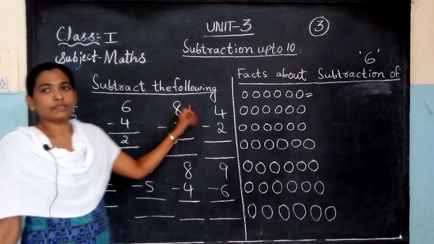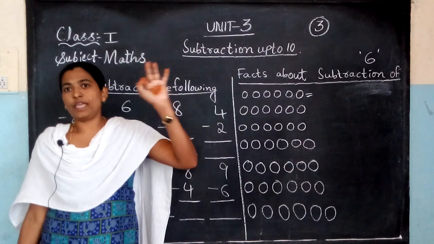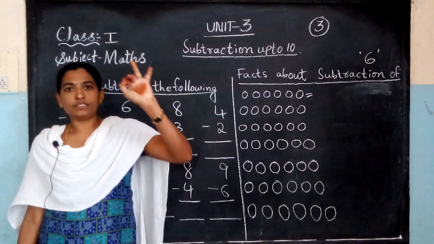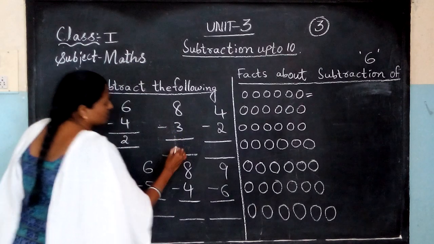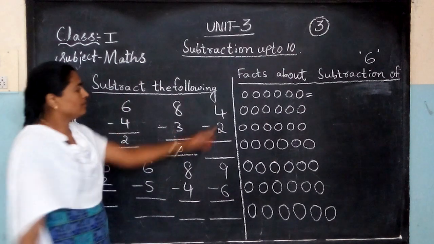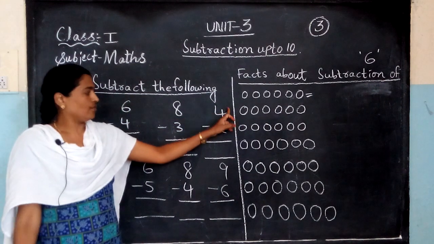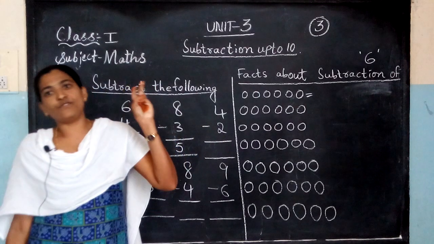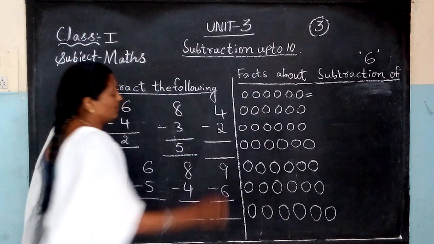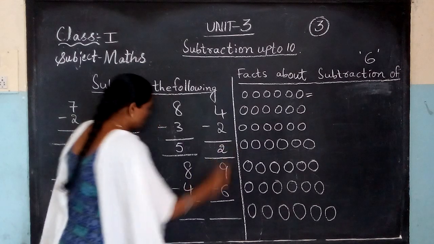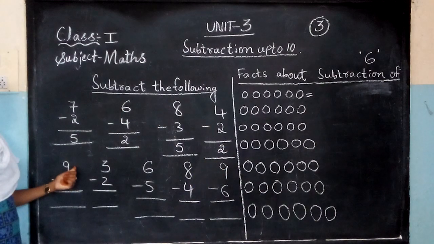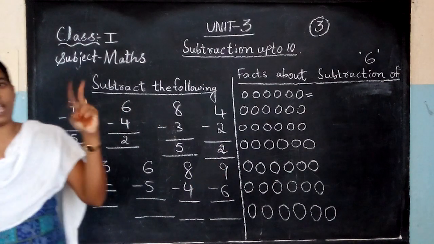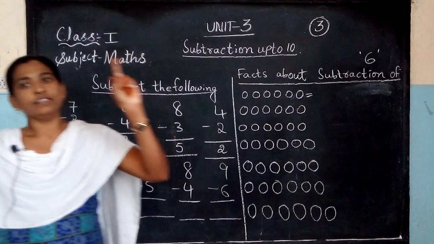8 in the mind, 3 on your fingers. 8 before, 7, 6, 5. Here, which is the big number? 4, and 2 on your fingers. 4 before, 3, 2. Here 9 in the mind, 2 on your fingers. 9 before, 8, 7.